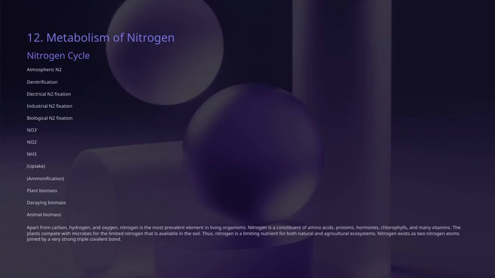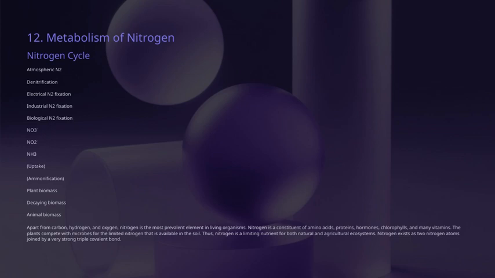Now, apart from carbon, hydrogen, and oxygen, nitrogen is actually the most abundant element in living organisms. It plays a crucial role because it's a key component of amino acids, which are the building blocks of proteins. Nitrogen is also found in hormones, chlorophyll molecules, and many vitamins that are essential for life. In nature, plants and microbes are constantly competing for nitrogen, especially since the amount available in the soil is limited. This makes nitrogen a limiting nutrient, meaning it often controls the rate of growth and productivity in both natural ecosystems and agriculture.